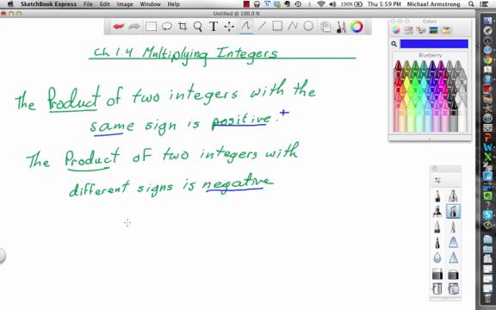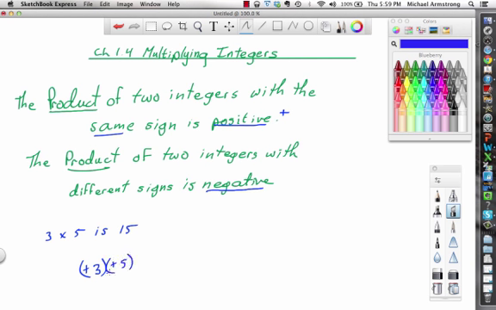And let's just take a real quick look. You know that 3 times 5 is 15. That's two numbers with the same sign. This is the first one. It's a positive times a positive. We could rewrite that as a positive 3 times positive 5.